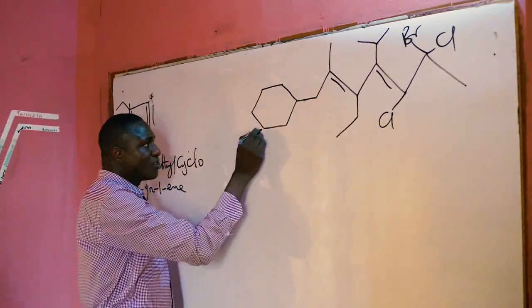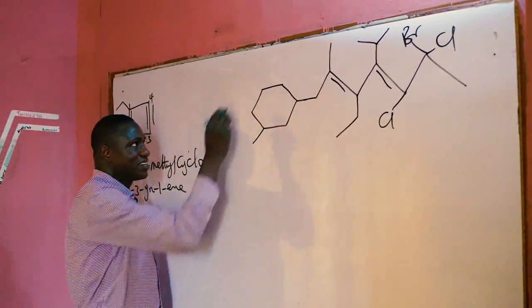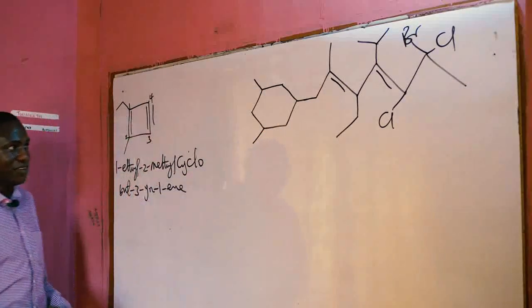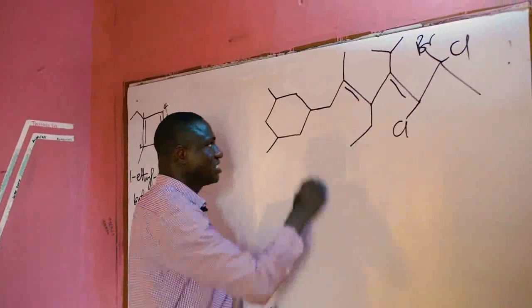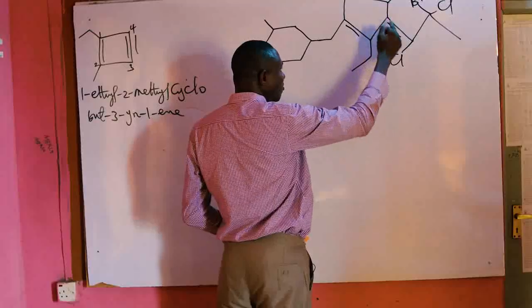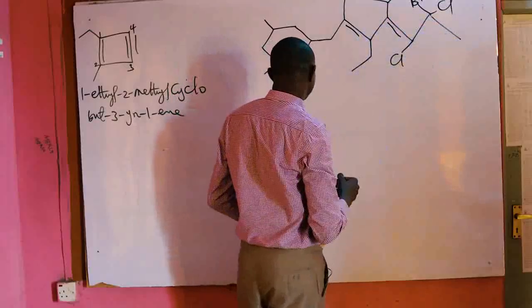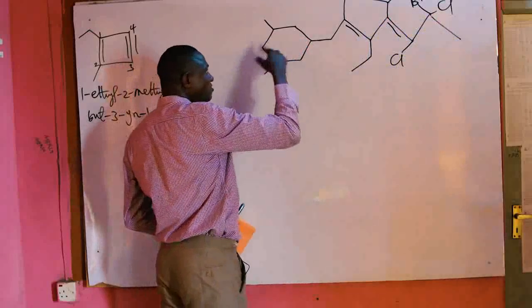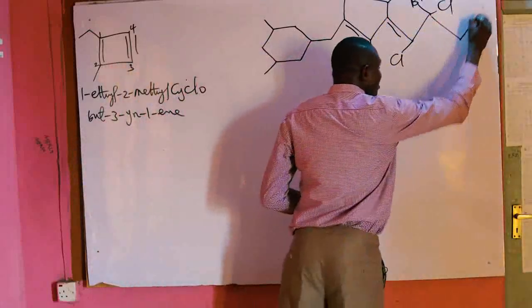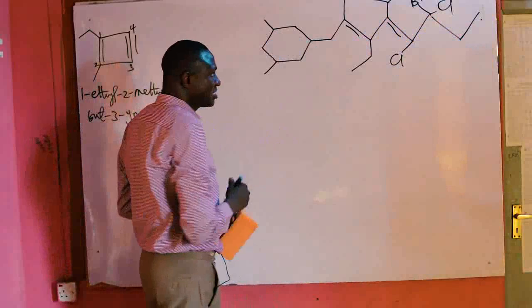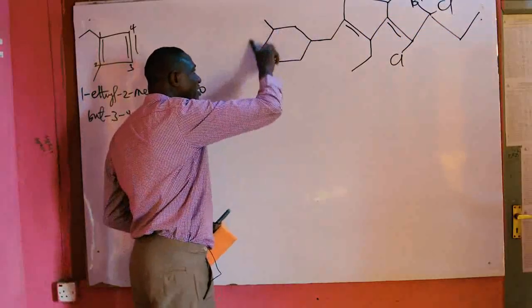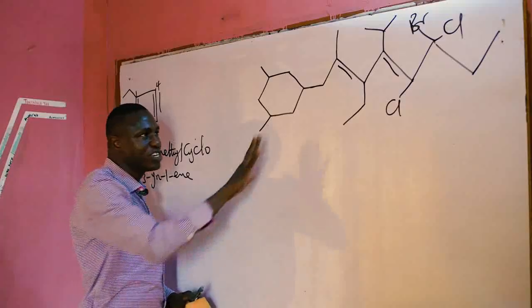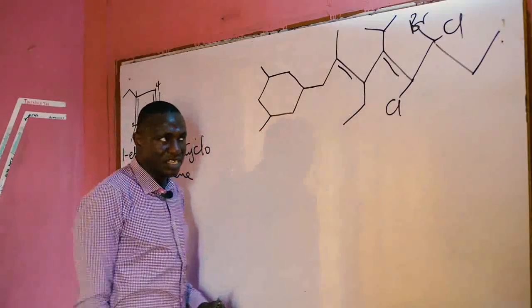Now, assuming on the cyclic ring, you also have something of this nature. How do you name this compound? If you count the number of carbon atoms on the side chain, we have 1, 2, 3, 4, 5, 6, 7, 8. If you count the number of carbon atoms in the ring, we have 6 here. In this kind of compound, the ring will now be named as a substituent, so we give more priority to the side chain.